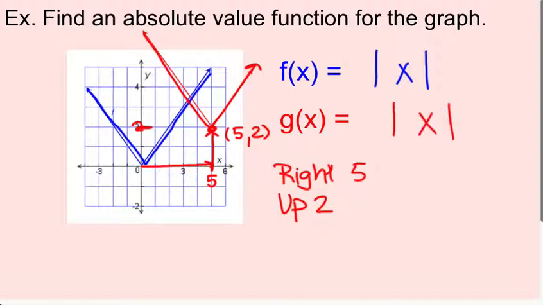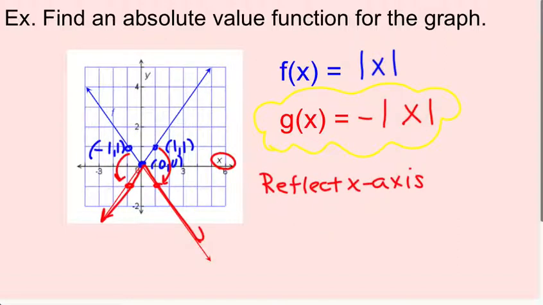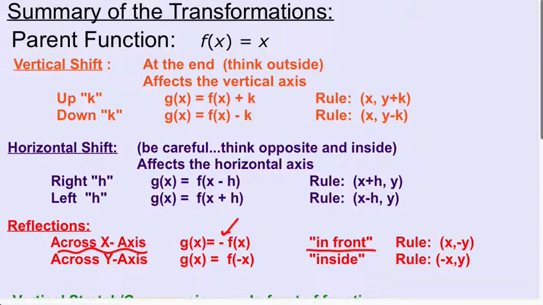Let's figure out how do we get a plus 2. So if I go back 2 slides, how do I go up 2? Right there. Up 2 happens at the end. It affects the y-axis. So we're going to go plus k. Now I'm just going to go down to the horizontal. We said we're going to the right h. So that will be, think opposite. So it'll be a minus there.